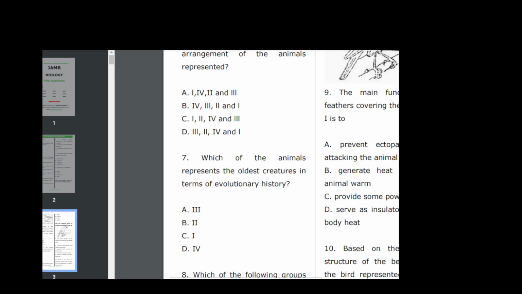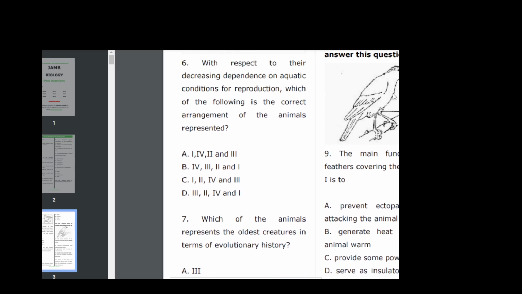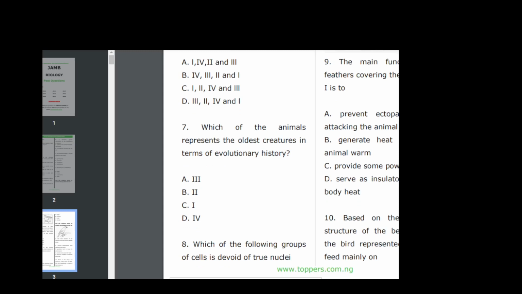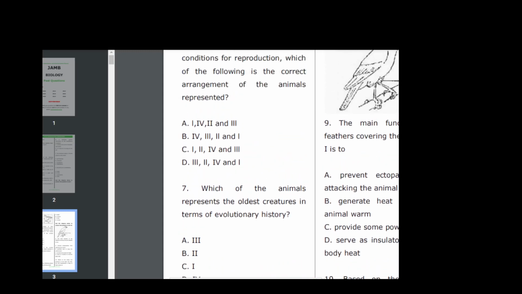But the ones that actually do that, they are the what? They are the contour feathers that are found in this region of the body, the contour feathers and the down feathers. Are we together? And so the third option says, provide some power for flight. Those are the functions of the flight feathers. The flight feathers are used for flight. And so the last one says, serve as insulator to maintain body heat.